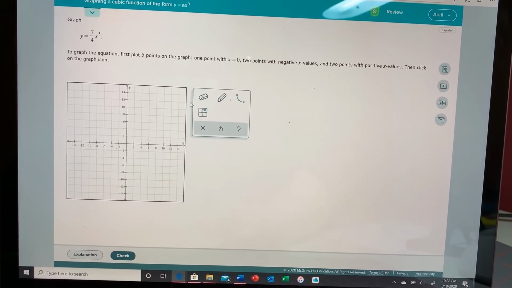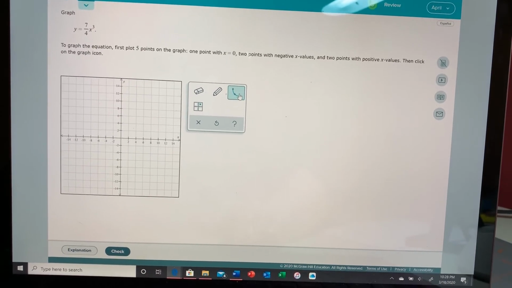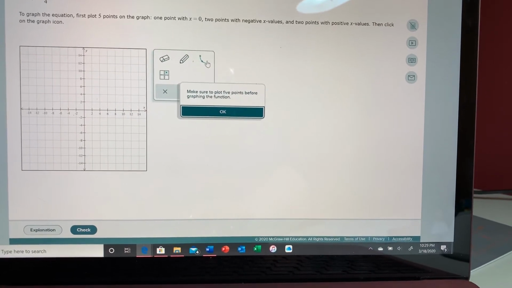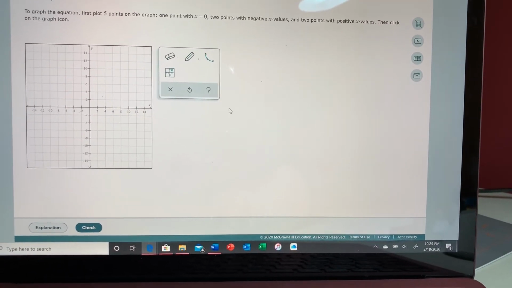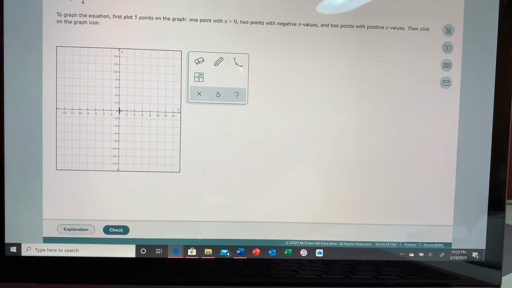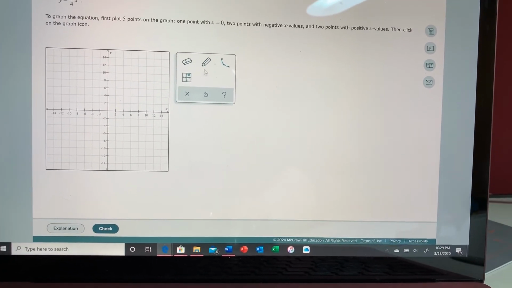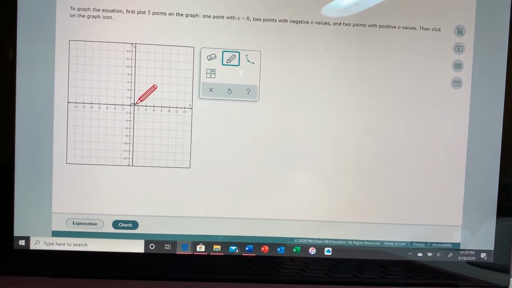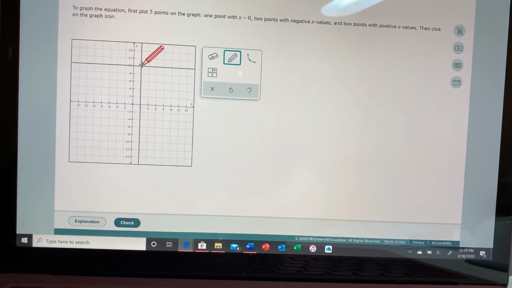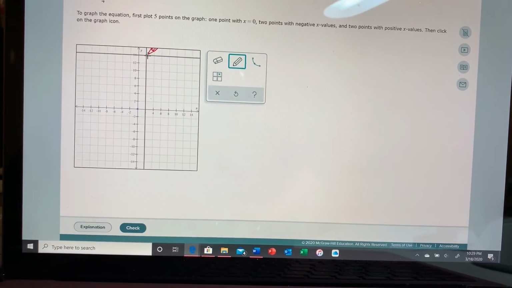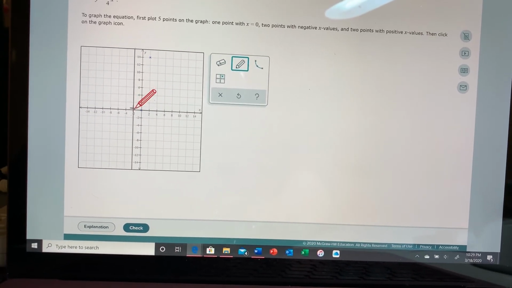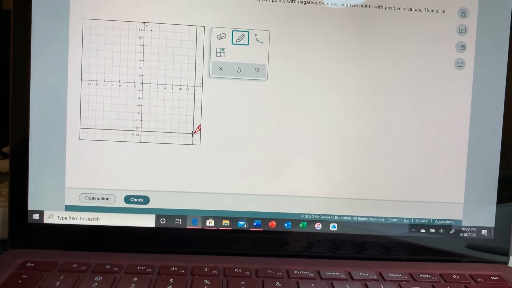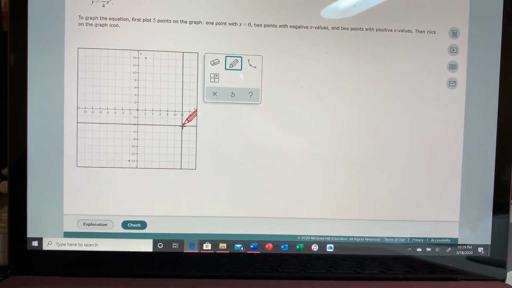Okay, we're doing a curve, so click on that. And then it says, make sure to plot 5 points before graphing the function. Oh, okay, whatever. So I need to plot a point. I need to go into 0, 0. Okay. 0, 0, and then 2, 14 is a good point, and -2, -14 was a good point. Okay, so there you can see I got all 3 of those points, but I need all 5.